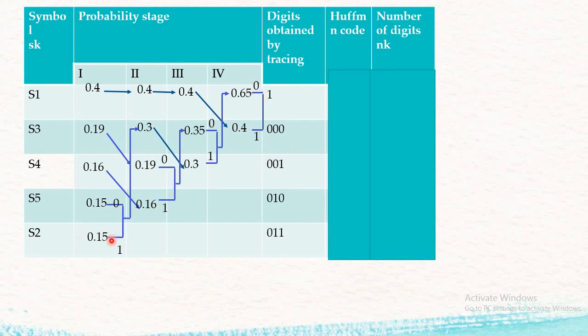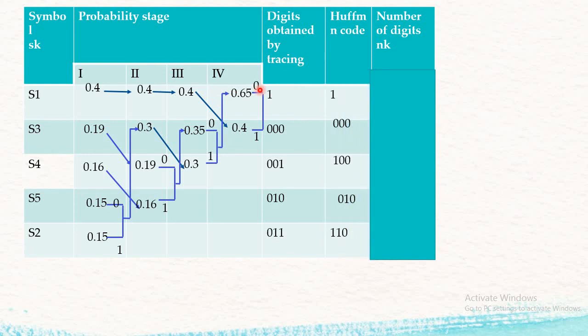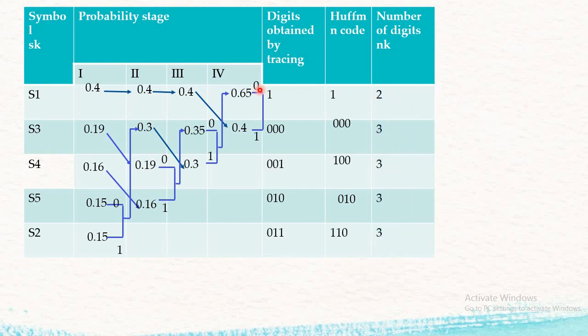For the last 0.15 it is a 1, then it will go to 0.3, here the 1 is added, and then we have a 0. So in this way we find out the values, and the exact opposite is nothing but the Huffman code. Then we go for finding the number of bits or the digits present in that.